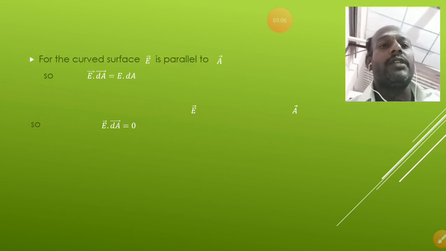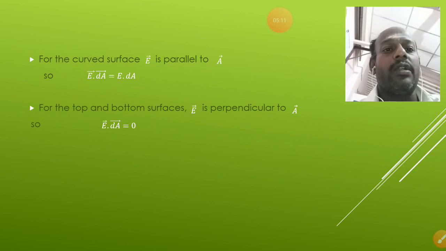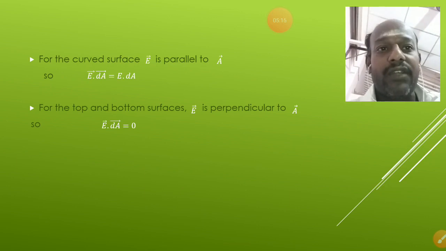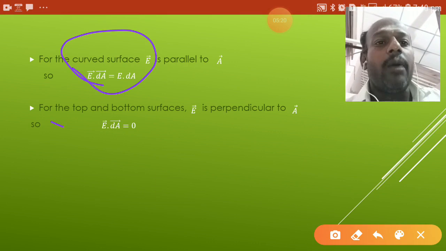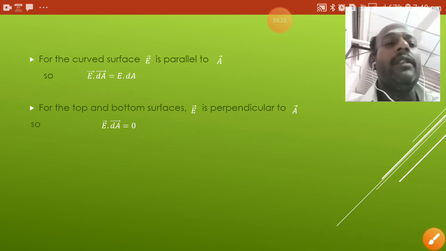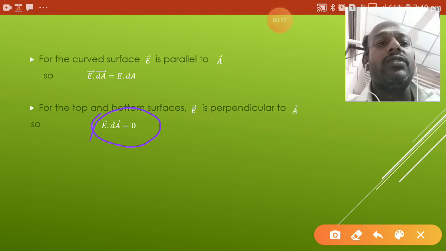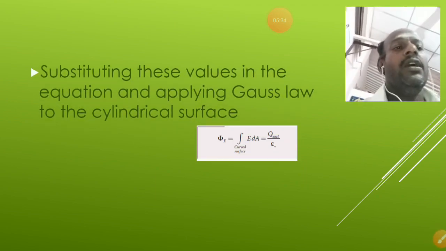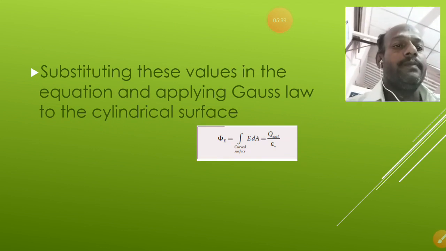So for the curved surface, E is parallel to A, and for the top and bottom it is perpendicular. So we will have the electric field contributing only at the curved surface, not at the top and bottom. At the top and bottom, the flux will be zero, and the curved surface will have some electric flux. Now, substituting this value in the equation of Gauss's law, finally I will get phi is equal to q by epsilon naught.